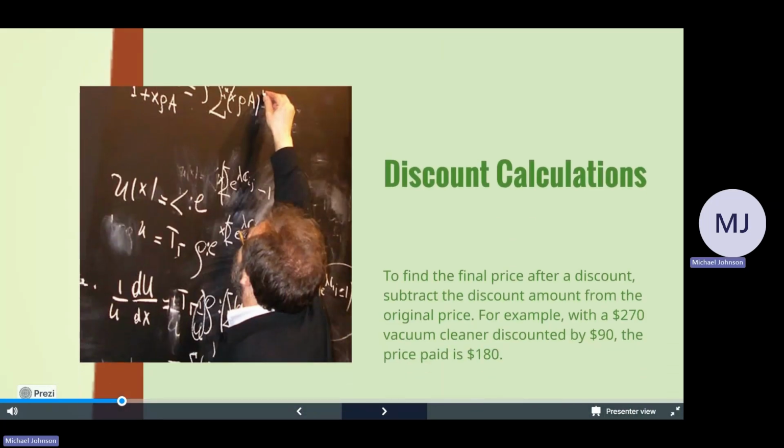To find the final price after a discount, subtract the discount amount from the original price. For example, with a $270 vacuum cleaner discounted by $90, the price paid is $180. So it'd be 270 minus 90 equals 180.